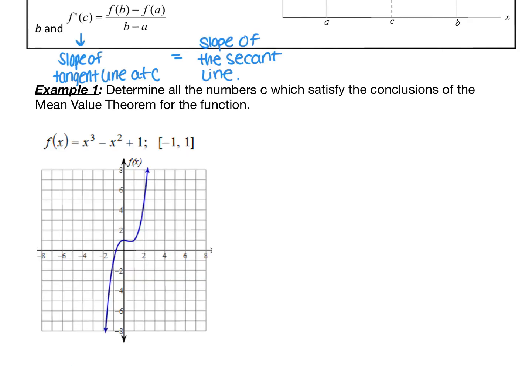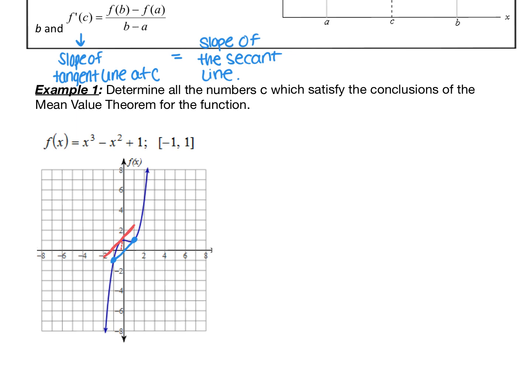Again, it says determine the number values of c which satisfy the conclusions of the mean value theorem, from -1 to 1. So here's -1, we're here, and then +1, we're here. From -1 to 1, we want to find the slope. Here's the secant line that connects these two, and we want to find a tangent line to a relative max or min. So here is my relative max or min, like such, right? We want to find that tangent line. Or more specifically, we want to find the c value, maybe in the middle there, that has that tangent line.